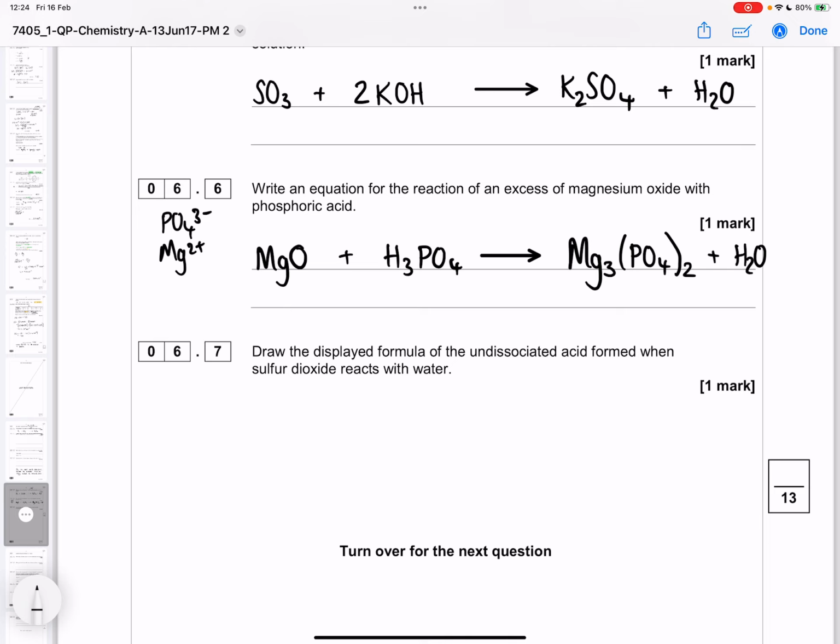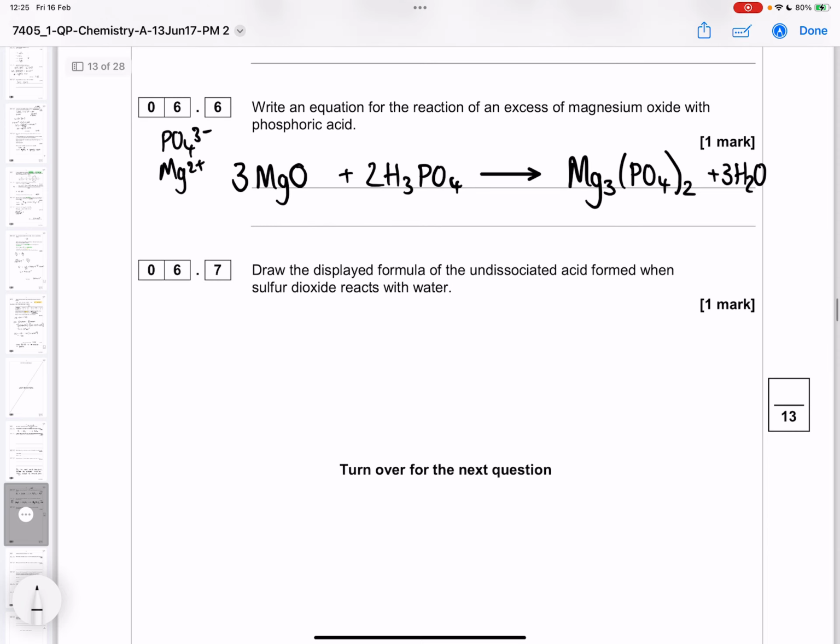And if we balance that equation, because we need 3 magnesium ions, we need 3 magnesium oxides. And because we've got 2 phosphate ions, we need 2 phosphoric acids. And then if we balance out the oxygens and the hydrogens, we need 3 waters.